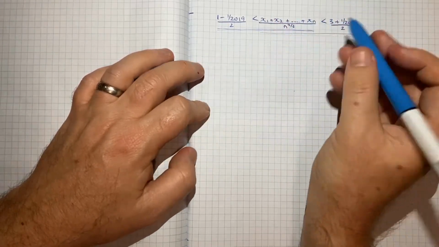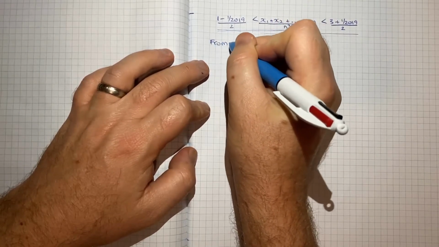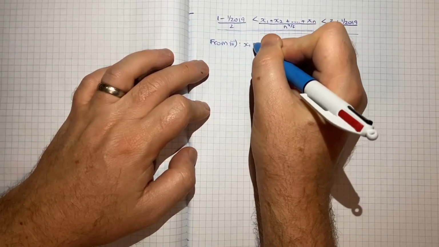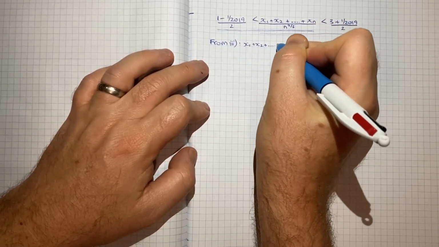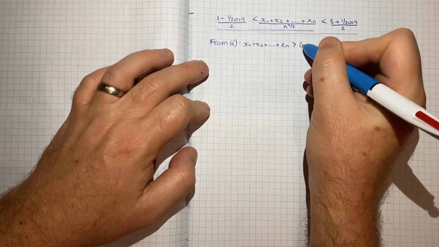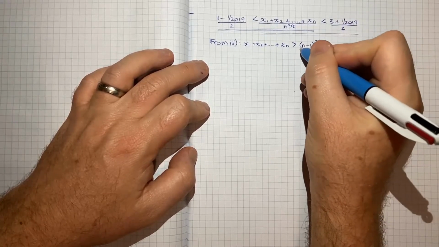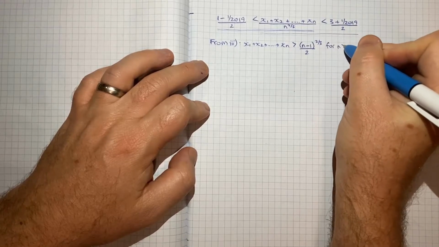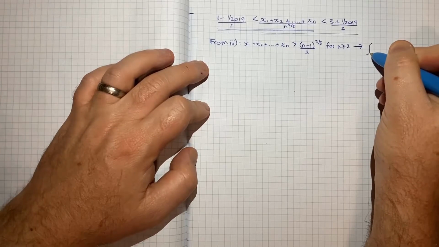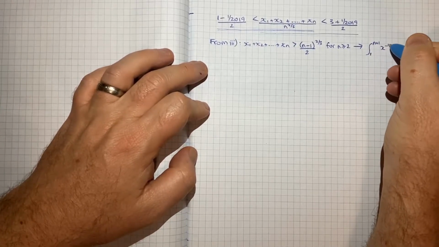Now, from part 3, what we know is that x1 plus x2 plus all the way up to xn, we proved that that was greater than n minus 1 to the 2/3 on 2. And we did that for n greater than or equal to 2, and we did that with reference to an integral that was 1 to n plus 1 of x to the negative 1/3 dx.